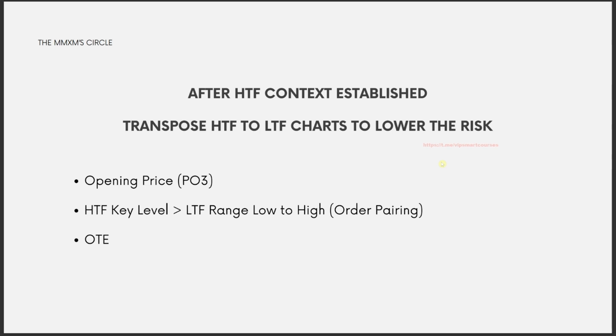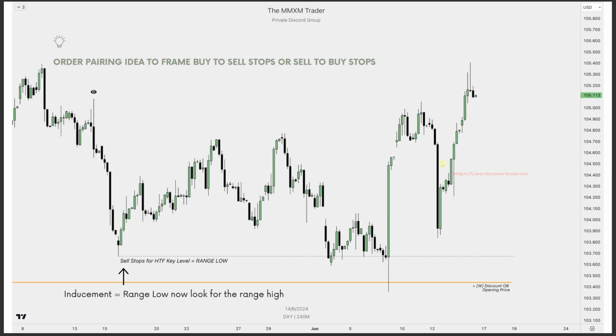We need to utilize the power of 3. Then we're going to use that higher time frame key level, and we'll be using a lower time frame range low to high, which is in that order pairing I just talked about, and then we'll try to find our optimal trade entry or OTE. Now think about the checklist, right? We need to use the higher time frame context and put it down into a lower time frame chart. So we have this inducement range low, right? So we want to pair up the sell stops that are resting here with the buy stops resting up higher. So what do we need?